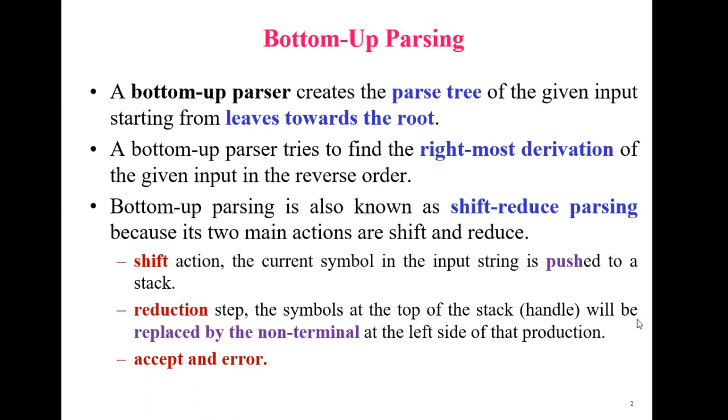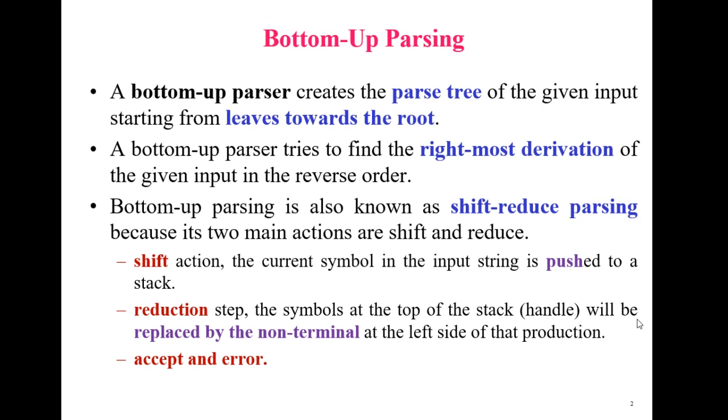This bottom-up parser takes a string as the input and creates a parse tree as the output. This parse tree starts from the leaves and moves towards the root. So that's why it is called a bottom-up parser. This bottom-up parser finds the rightmost derivation of the given input in the reverse order.